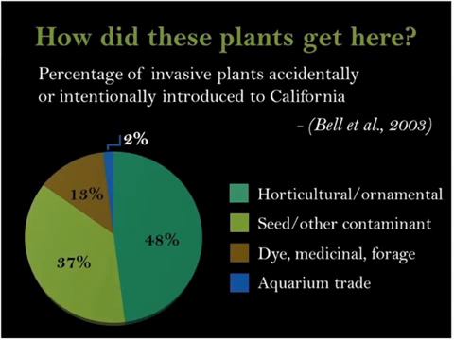A study that researchers at the University of California Cooperative Extension conducted in 2003 found that almost half of all invasive plants in California were introduced through the horticultural industry. And this isn't about pointing fingers, but it's good to realize that a lot of these plants, like pampas grass, were introduced over 100 years ago before their invasive tendencies were known.